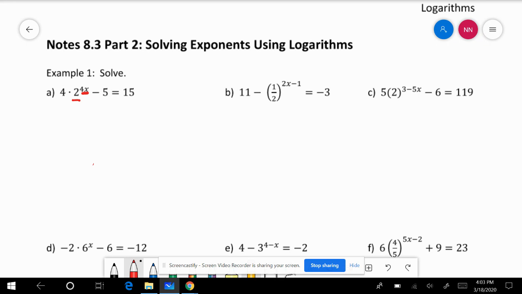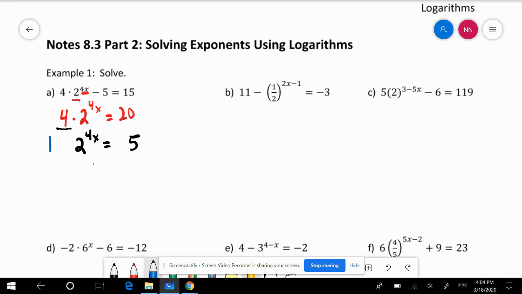In order to get that by itself, we're going to add the 5. So we have 4 times 2 to the 4x is equal to 20. Now we're going to get rid of the 4, so we divide by 4. What we have is 2 to the 4x is equal to 5. If you remember from last time, once the base number is by itself, we need to get rid of the base number in order to solve for x.